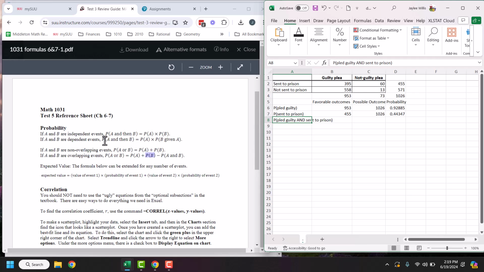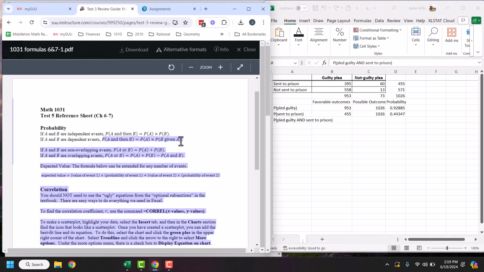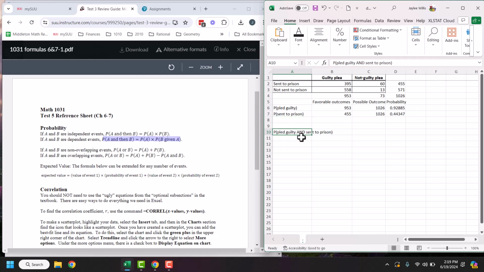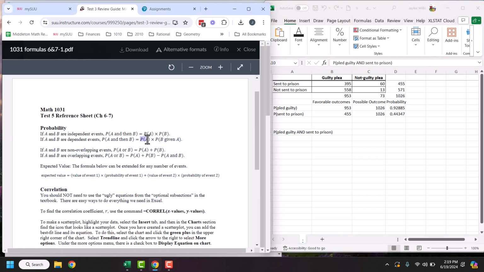So this is a case where I'm going to find the probability with a formula. Maybe I'll separate those so it doesn't look like it's part of the columns. In order to do this, I need to know the probability of A, which is pleading guilty, which I've already found. So I've got this part of my formula already taken care of. Now I need to find the probability of B, in this case, getting sent to prison, assuming that A happened, or given that A happened.